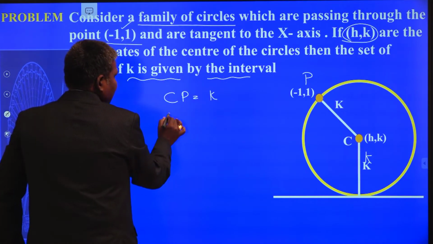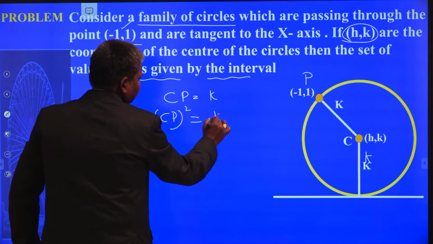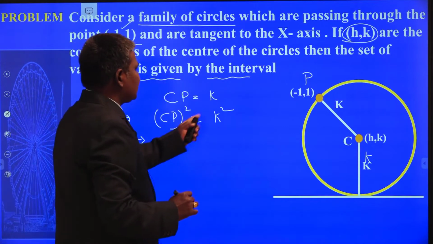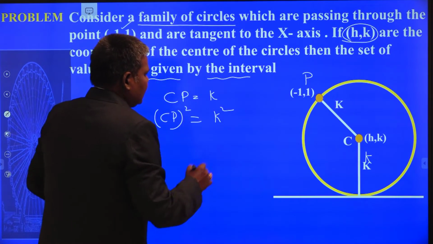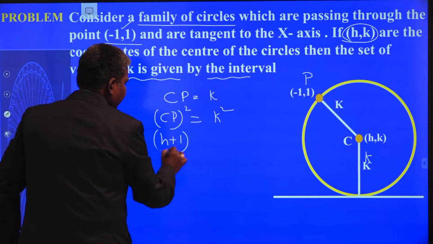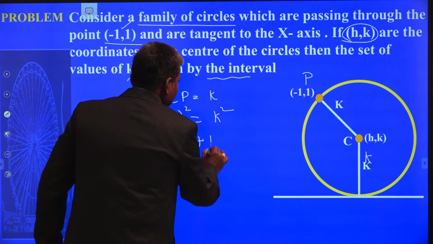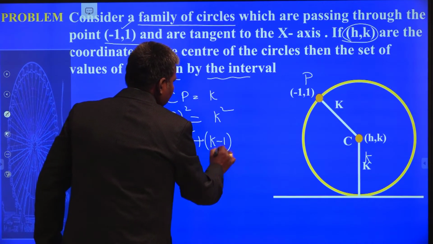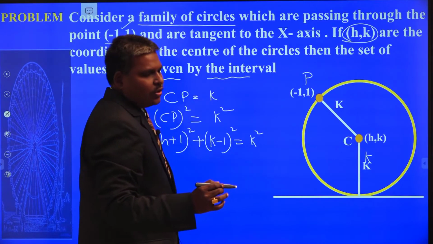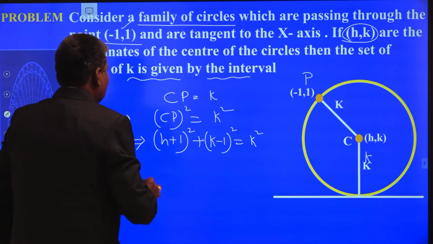This implies CP square is equal to k square. CP square means the distance from C to P, whole square: (h minus (minus 1)) plus... that is (h + 1) whole square, plus (k minus 1) whole square, is equal to k square. Don't forget our target. You have to find the range of k. From the figure, we have this condition.